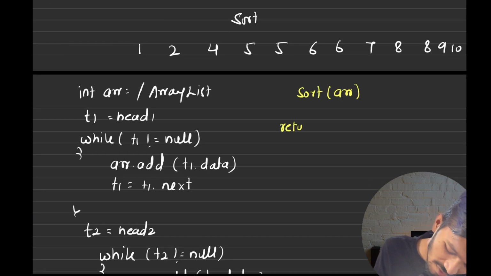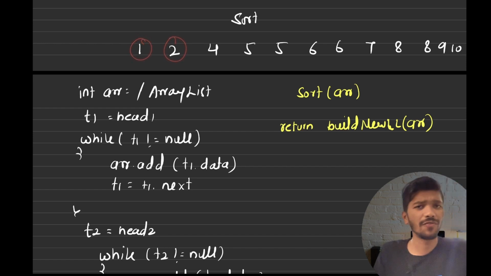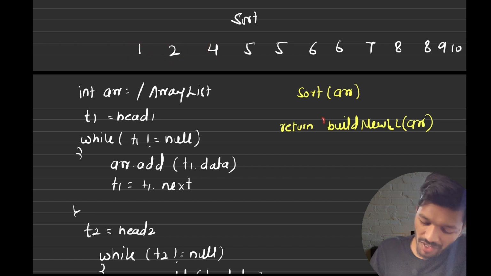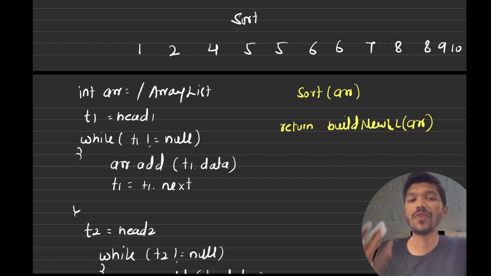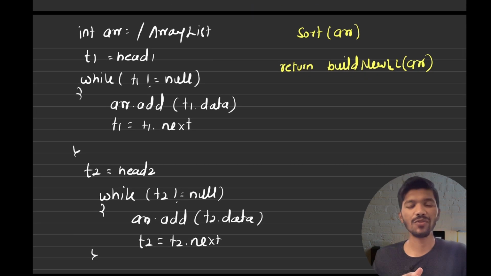Return build new linked list and simply pass the array in it, which means whatever elements are present in your array, for every element present in your array create a new node and simply return. And what will this function return? It will return the new head. So this is the brute force solution which you can use to merge the two sorted linked lists together.